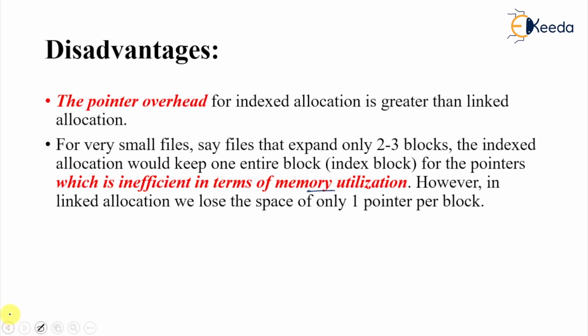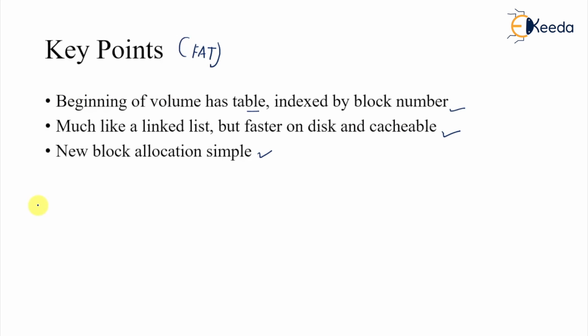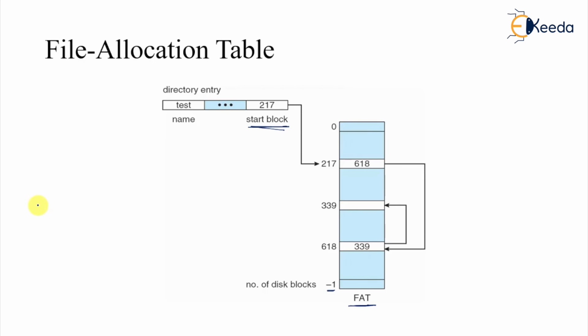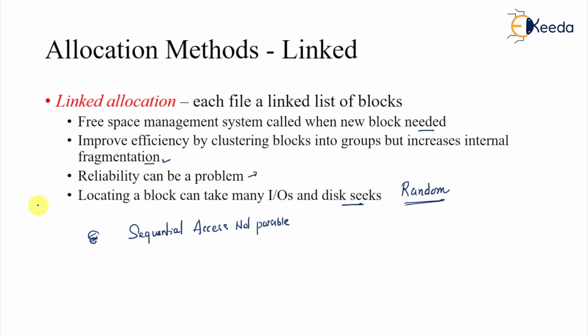So those are the 3 different methods of allocation, and we have seen the advantages and disadvantages of each. This is the idea, and these are the different ways you can allocate a file.